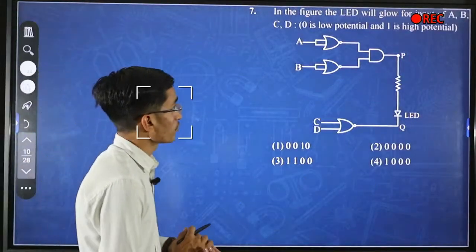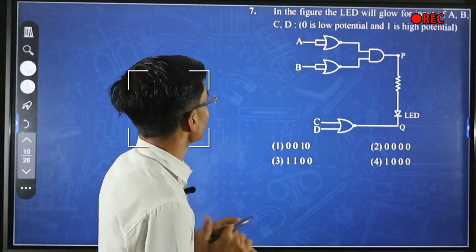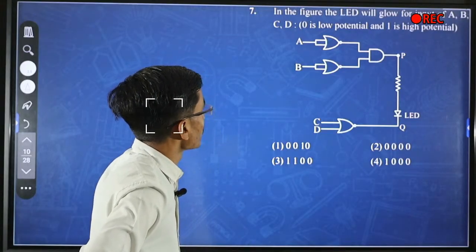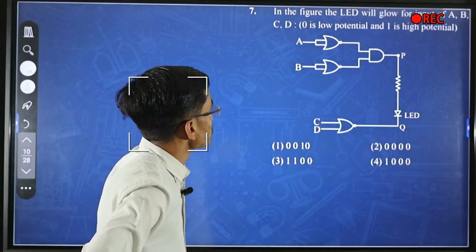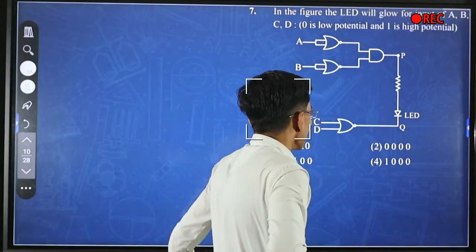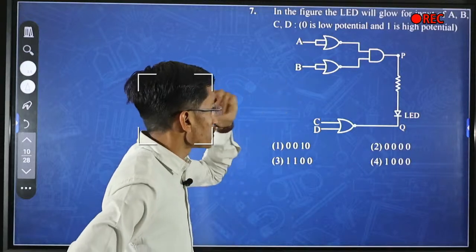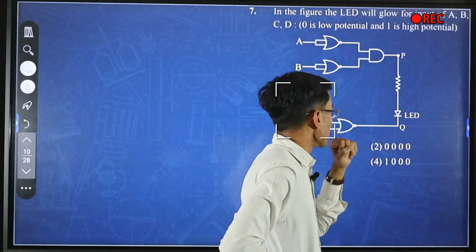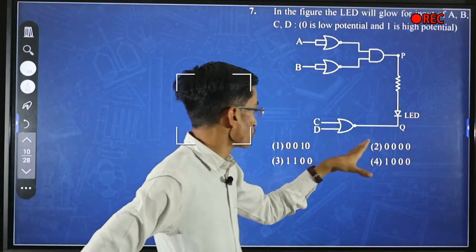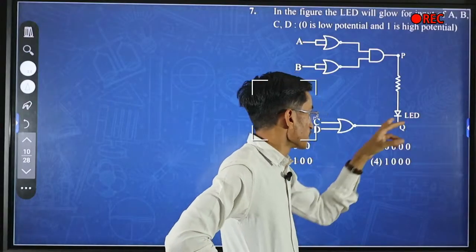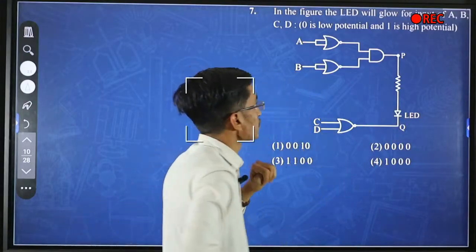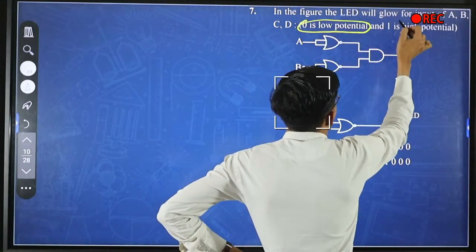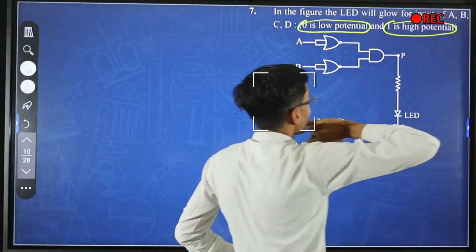Next question from the semiconductor and logic gate. In the figure, the LED will glow for input of A, B, C, and D. 0 is low potential and 1 is high potential. Here is a combination of some logic gates. Here is the LED, and we have to find for which input from these 4 options the LED will glow. In this question, 0 is considered a low potential and 1 is considered a high potential.